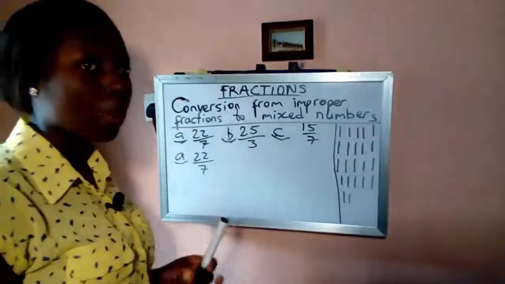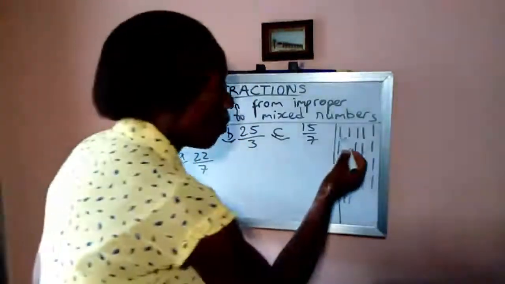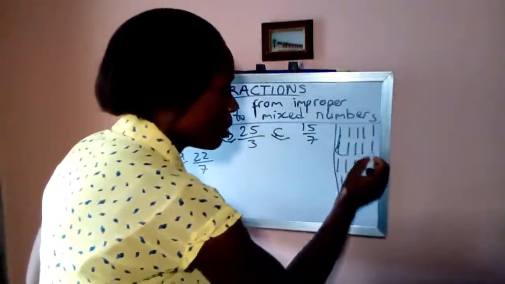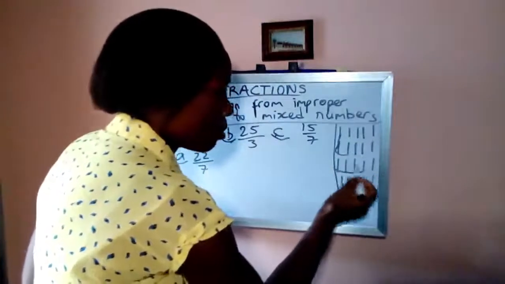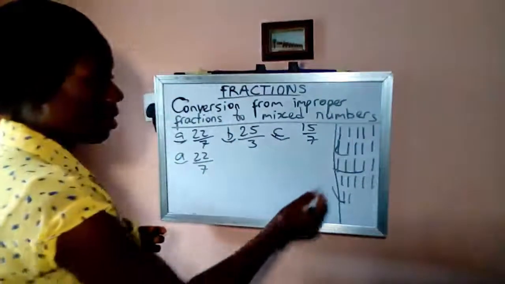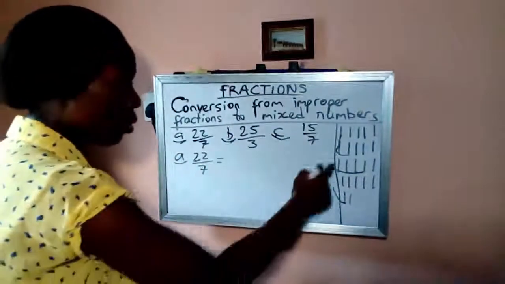Now let's group them in 7s and see how many we get. 1, 2, 3, 4, 5, 6, 7. This is 1. 1, 2, 3, 4, 5, 6, 7. 2. 1, 2, 3, 4, 5, 6, 7. 3. Remainder 1. So what do we have?